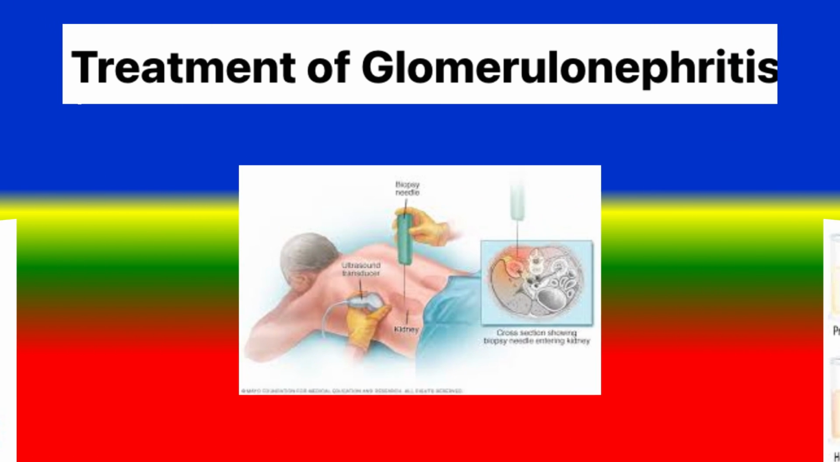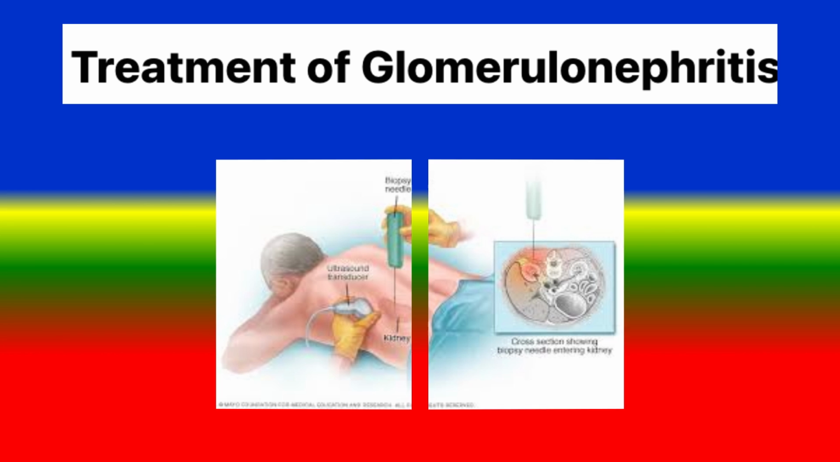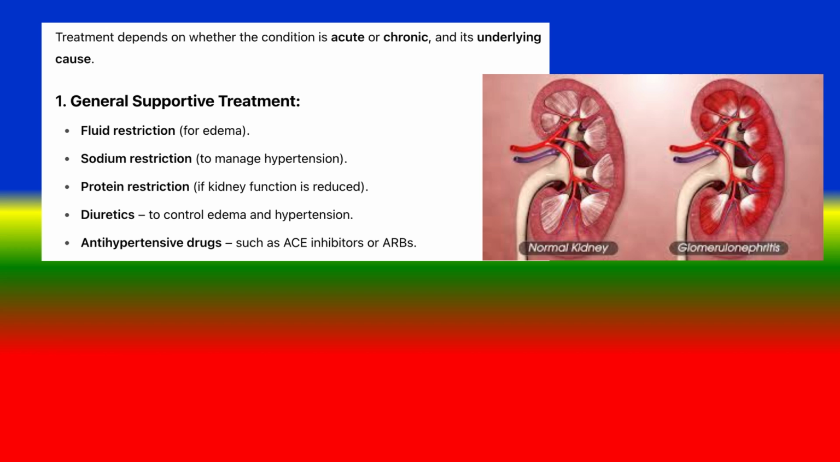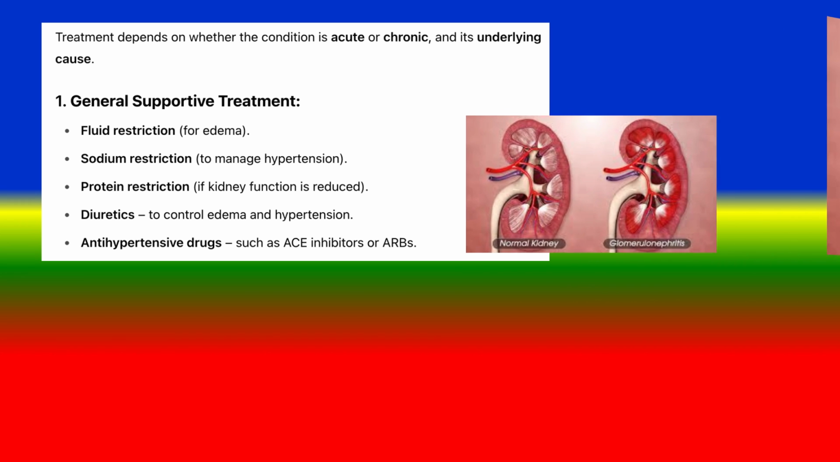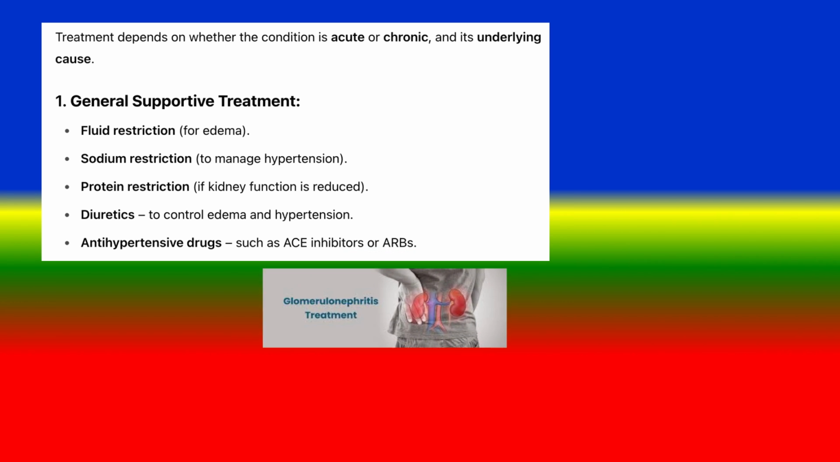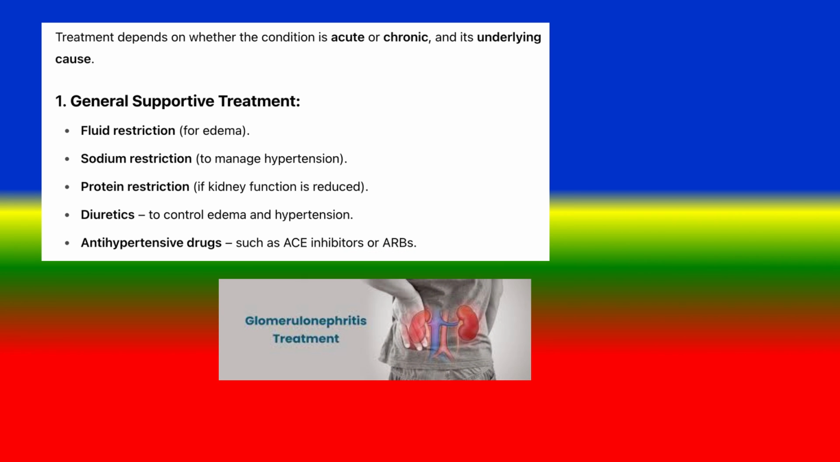Treatment of glomerulonephritis. Treatment depends on whether the condition is acute or chronic and its underlying cause. 1. General supportive treatment. Fluid restriction for edema. Sodium restriction to manage hypertension. Protein restriction if kidney function is reduced.